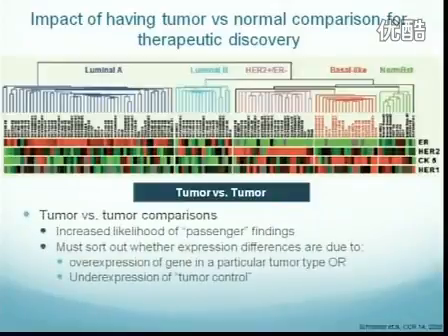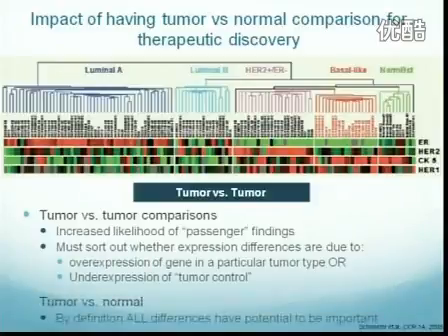And that can be very problematic because just because a certain gene is differentially expressed in one breast cancer subtype versus another, it doesn't necessarily mean that that gene is important in tumorigenesis. It could be a passenger finding. But when you do a comparison of tumor versus normal, as I mentioned at the start of the lecture, by definition, all differences have the potential, and I stress the potential, though, to be important. So the comparator is very important.